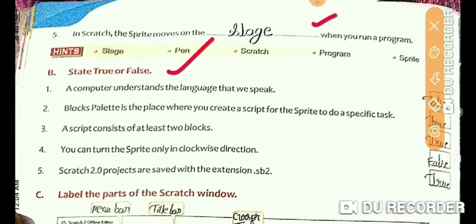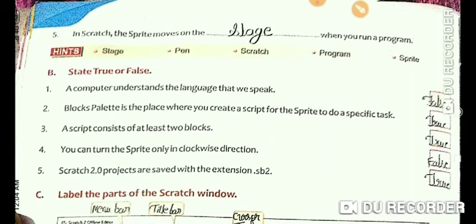Okay, just come to true and false. Number 1, a computer understands the language that we speak. False. Number 2, blocks palette is the place where you create a script for the sprite to do a specific task. True. Number 3, a script consists of at least 2 blocks. True. Next one, you can turn the sprite only in clockwise direction. False. Next one, Scratch 2.0 projects are saved with the extension .sb2. True.